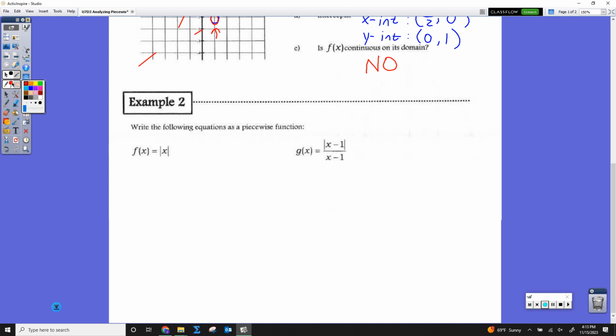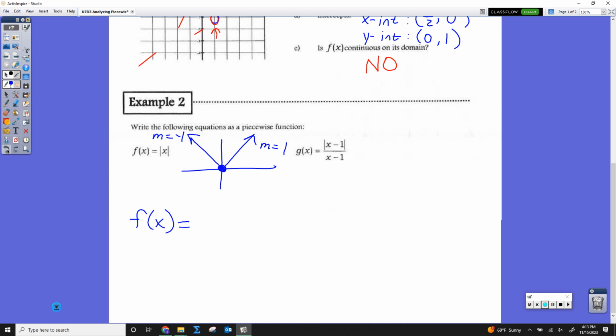Example 2: write the following functions as piecewise. So absolute value of x looks like this. That's a parent function you need to know by heart, where the slope on this left side is -1, and the slope on this right side is +1. It's actually just a line going through the origin on each side. So we can just rewrite that function as a piecewise.